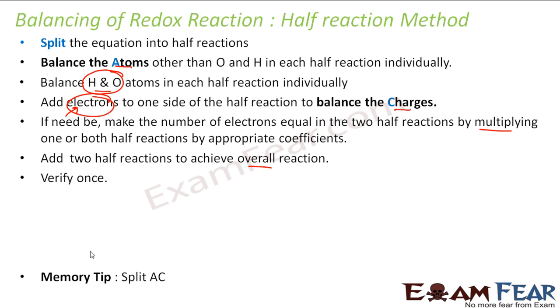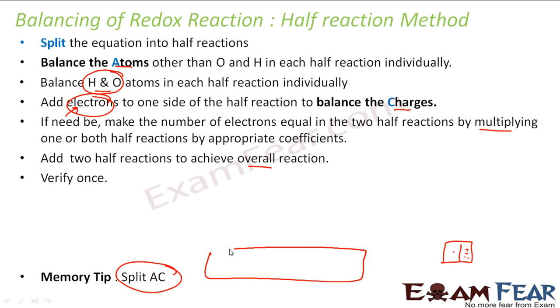To remember this, the memory tip is very easy: Split AC. There are two kinds of AC in the market. One is the window AC, which sits in the window pane. Then there is a split AC, which is a little long. This is split AC and this is window AC. Split AC is a very common term, so if you remember this term, you can remember this whole method.